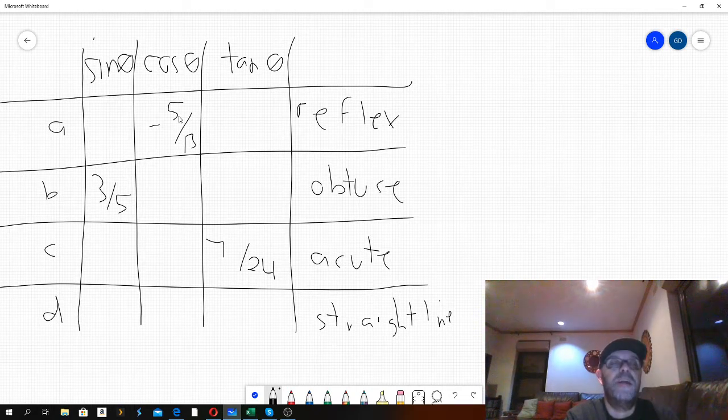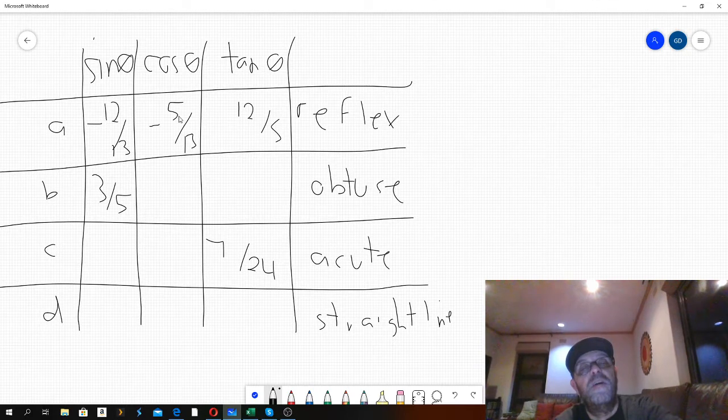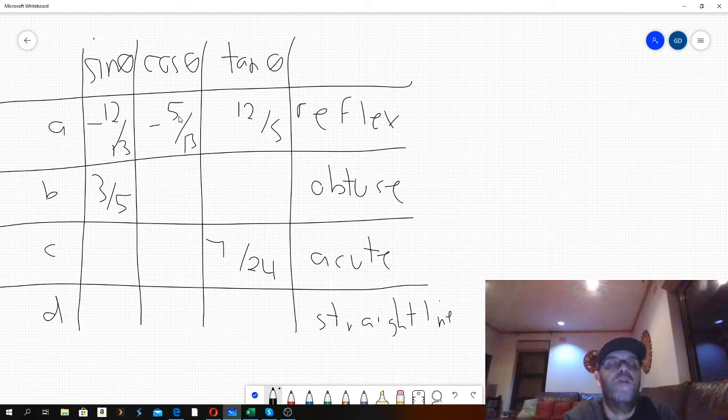Now, being reflex and in quadrant 3, both the x and the y are negative. So that means that our sine theta must be negative 12 over 13, the opposite over the hypotenuse. And our tan will be the negative 12 over the negative 5, which makes positive 12 over 5. And of course you know that tan is positive in the third quadrant, so that confirms that we have a positive result with the two negatives one over the other.